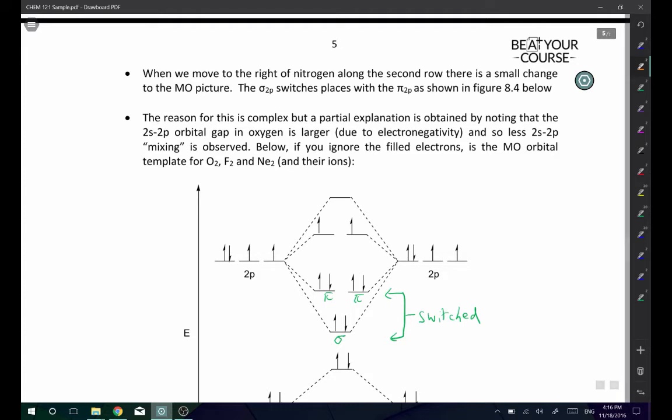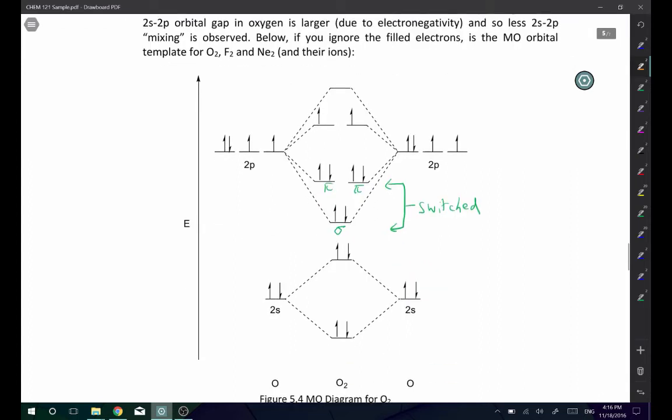All you have to know is to remember that this is the template structure for O2, F2, Ne2, and their ions, whether it's a positive ion or a negative ion. This is the template structure that you would always use for this.